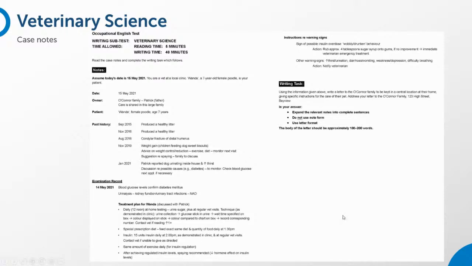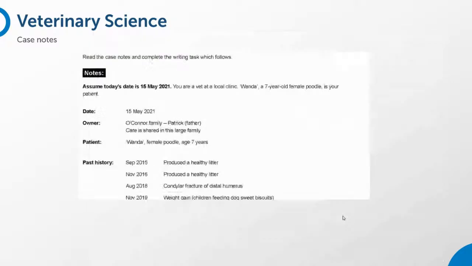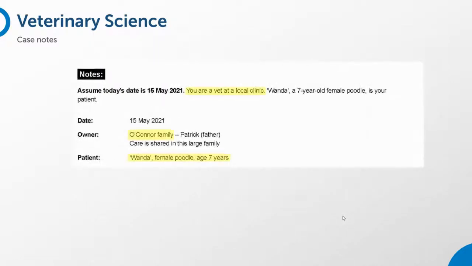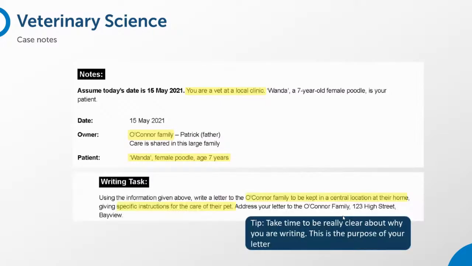So looking at the case notes specifically, we can see that we are writing as a vet at a local clinic to the O'Connor family, and we are providing them with instructions, specific instructions for the care of their pets that they need to follow and keep in a central location.